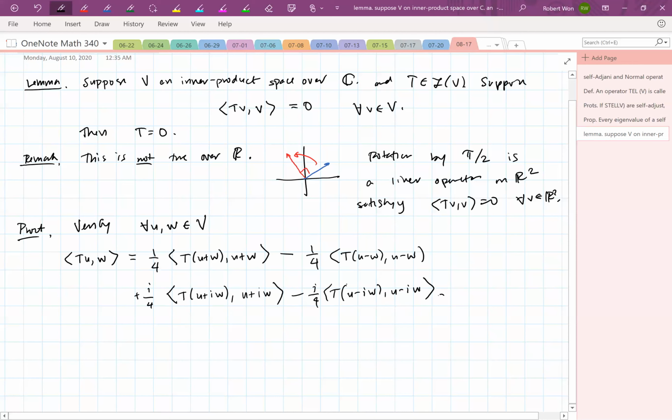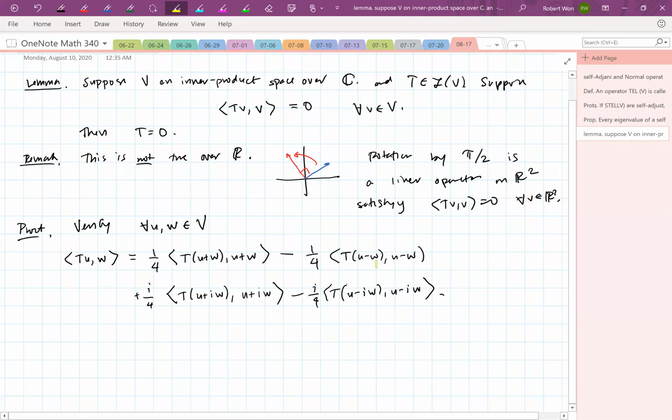Okay, so you can expand all these things out over the sums and then collect like terms and cancel some stuff out, and you'll see that exactly what's left over is the inner product of TU and W. It's not too illuminating. I did do it on my own, so you should do it on your own too. And by the way, here I'm using complex scalars, which is why over R this proof doesn't work, because over R the result is false.